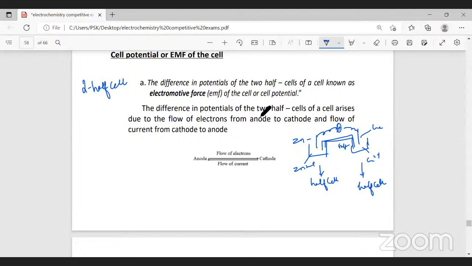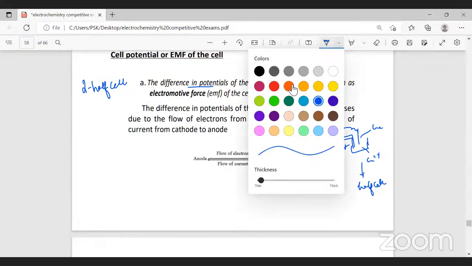So what is this EMF? The difference in potential between two half cells is known as electromotive force, EMF of the cell, or it's called a cell potential. Did you understand this? Followed or not? Yes, sir.